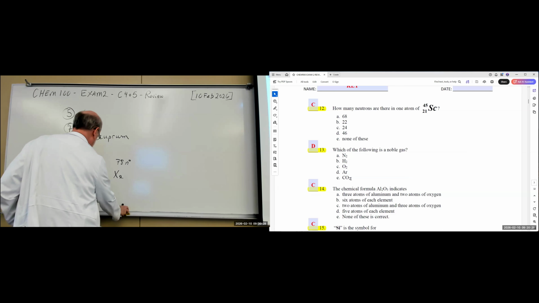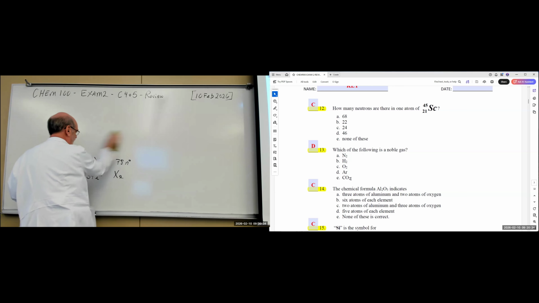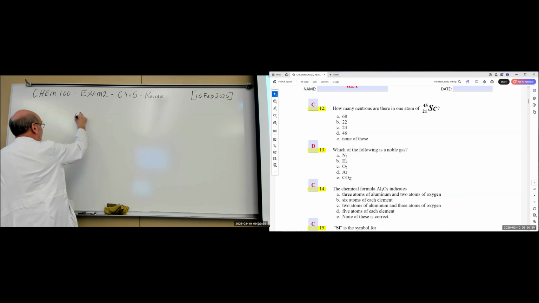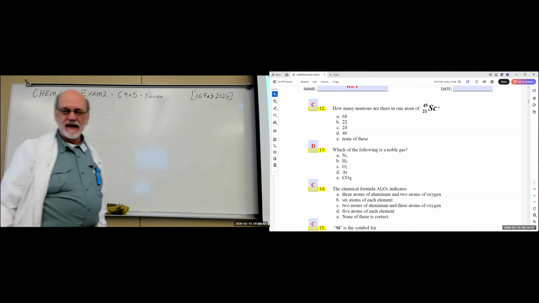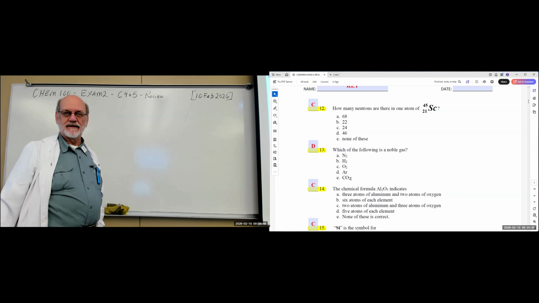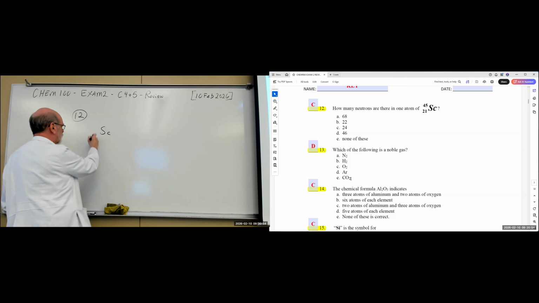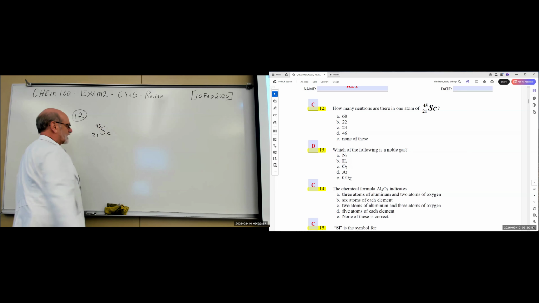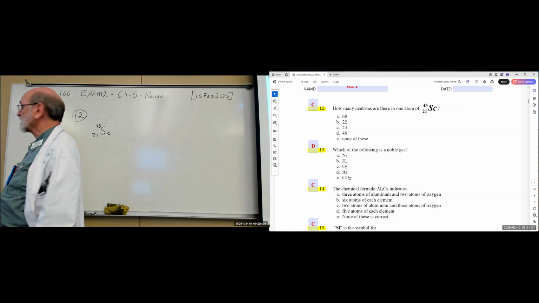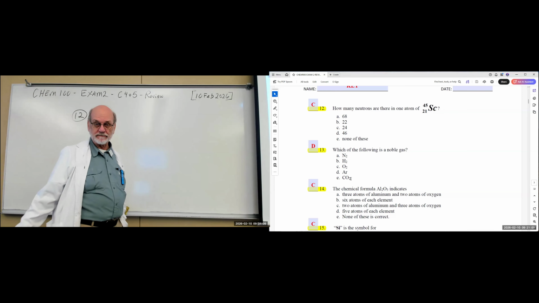Number 12. How many neutrons are there in one atom of Sc? What's Sc? Scandium. 21, 45. Now let's just check to be sure that there's not a mistake here. 21 protons. Yes, that's scandium. It's the first element in the transition group.